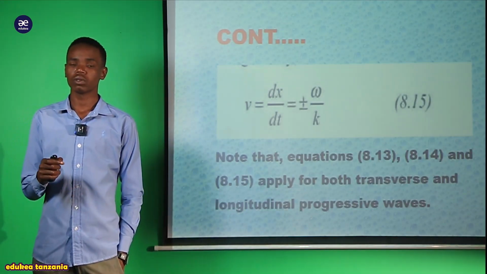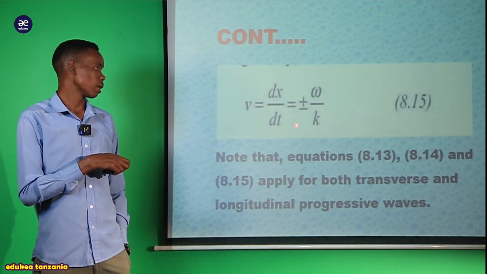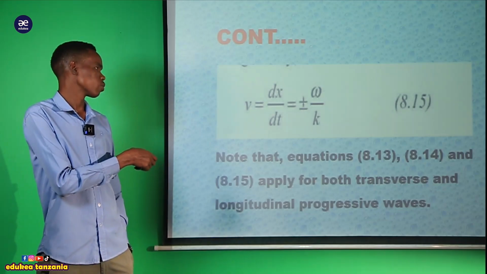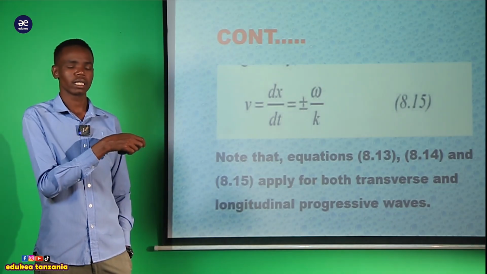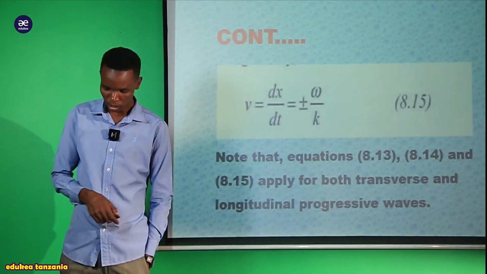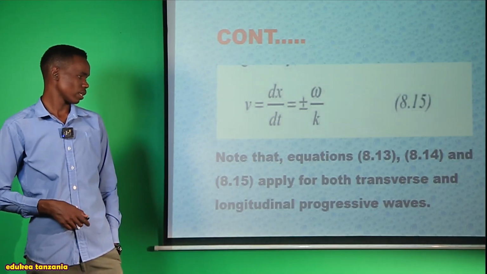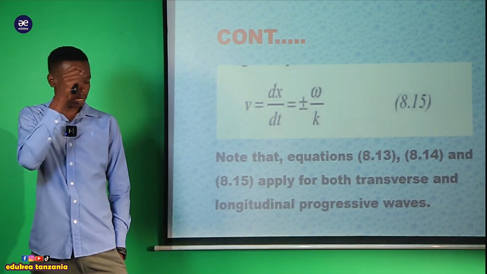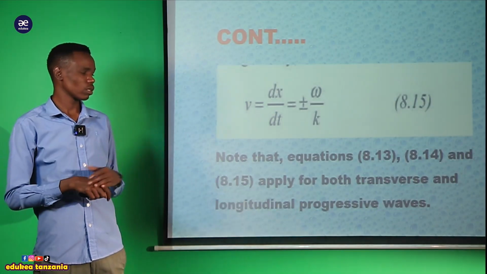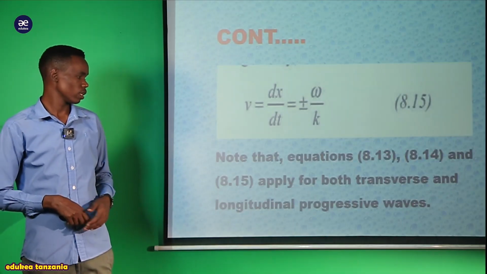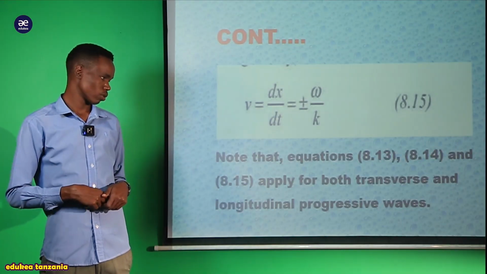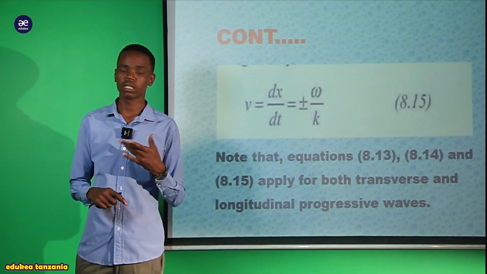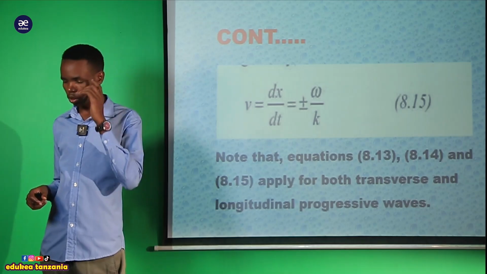Now v must be equal to dx divided by dt, ambayo ni sawa na plus or minus w over k. Kwa watapokuwa ni the same, tutapata kumbe velocity must be equal to plus or minus the angular velocity divided by k, and this will be the equation number 15, my lovely students. So by saying that, we should keep it in our mind that equation number 13 and also the equation number 14 and also 15 apply for both transverse and also the longitudinal or progressive waves. Kwa hizo zote zinakuwa zinatumika kwenye transverse pamoja na kwenye ile longitudinal progressive waves.